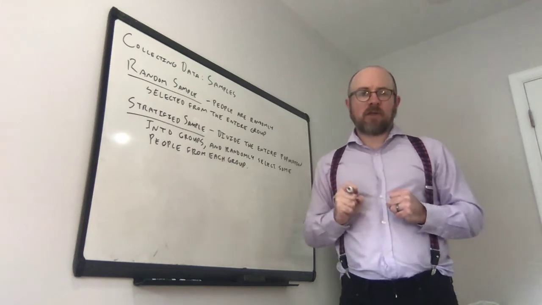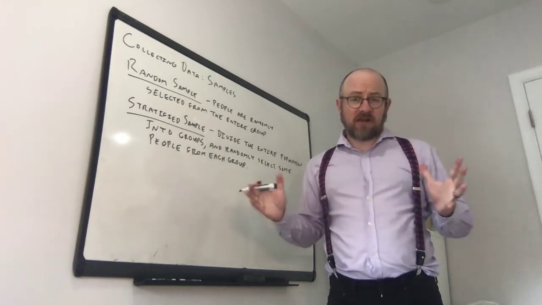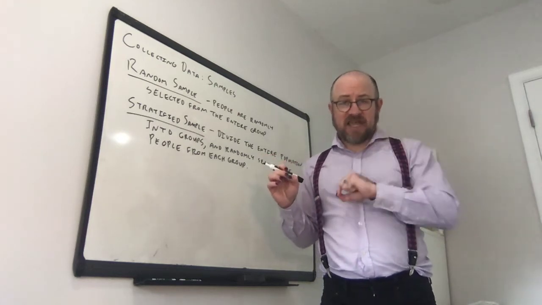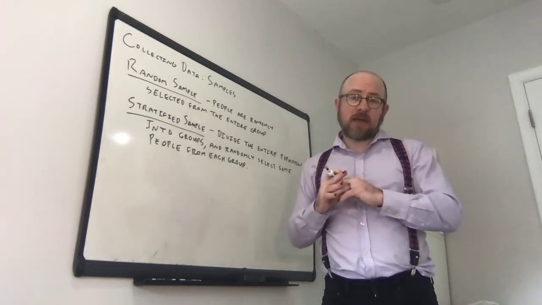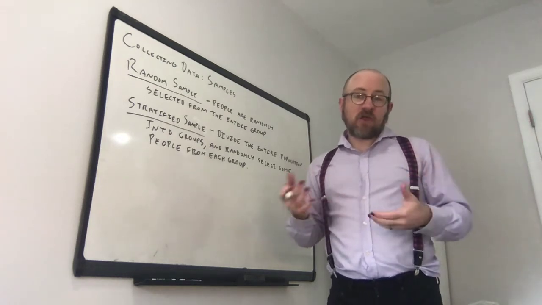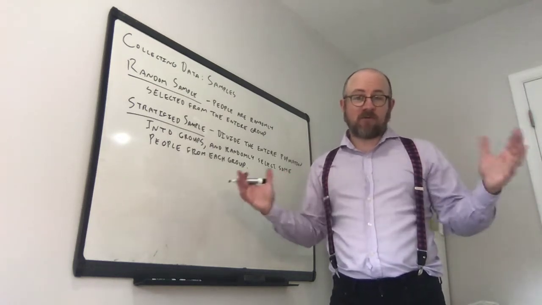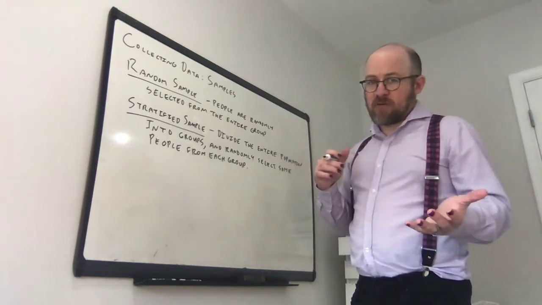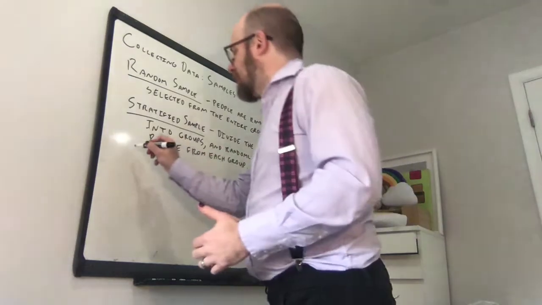For example, if you wanted to find out something about the United States, you might randomly select 50 people from each state. That would give you a sample that's geographically distributed, the idea being that this way you get a perspective from people from all over the country. The other way that you can do it is what's called a cluster sample.